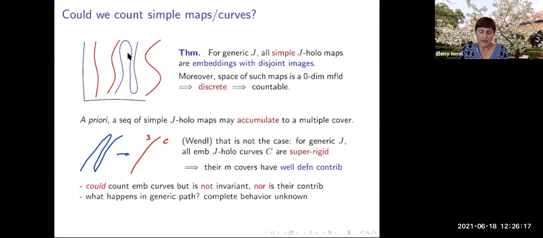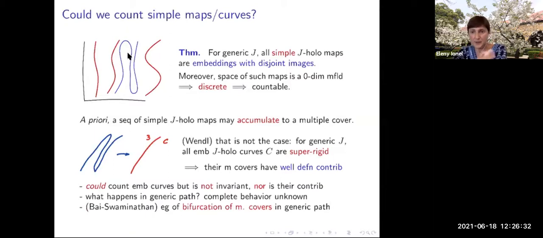So the question is, what really happens in a one-parameter path? For generic J, yes, they're super rigid and they have a well-defined contribution. But what happens in a generic path? The complete behavior is not known yet. However, again, very recently, and there was another talk in the seminar earlier this year by Swaminathan, they did a special case, but a very important case, of bifurcation of multiple covers.